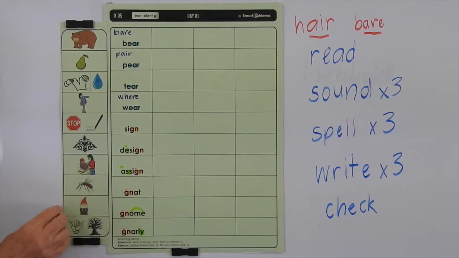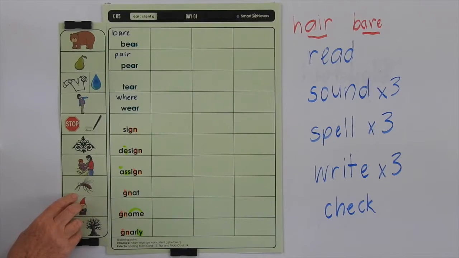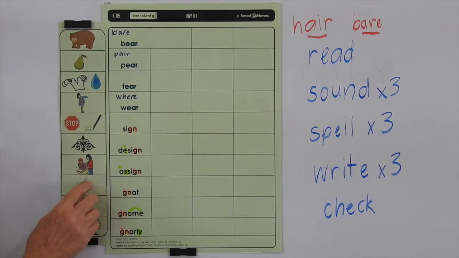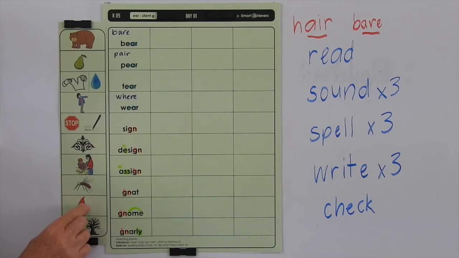A gnat is like an insect. It looks to me a little bit like a cross between a mosquito and a fly, because it has the wings of a mosquito, but it has a bit fatter body, more like a fly. A gnome is a little statue or ornament that you might see in people's gardens. They look like a little gnome. Gnarly means knotty, so you might see a tree that has lots of knots in it, and sometimes you'll see in an old person's hands that they're quite knotty with veins and bumpy joints.